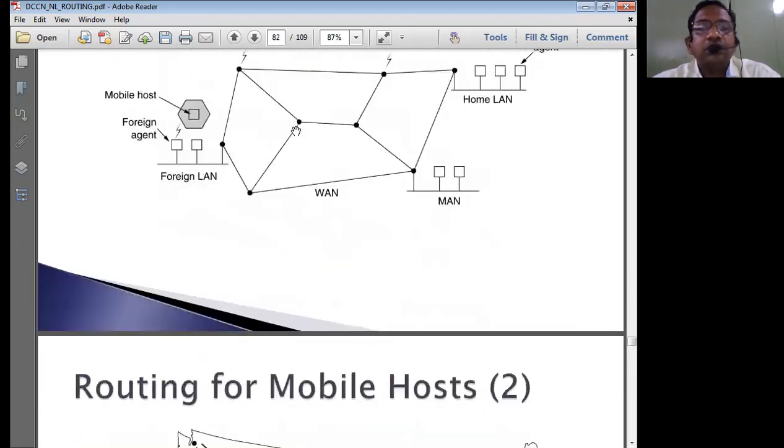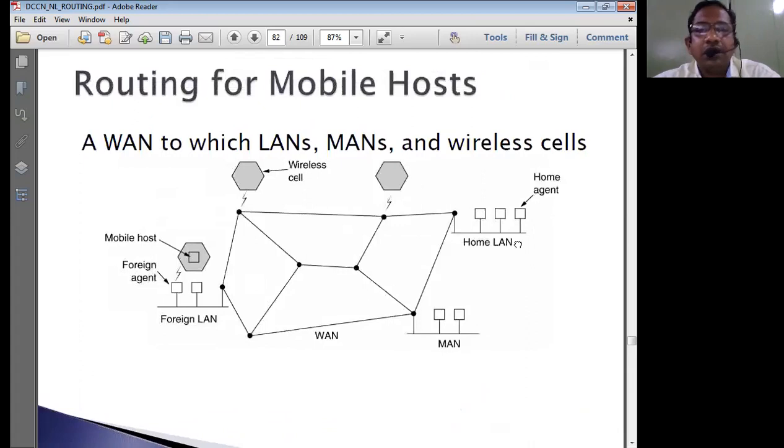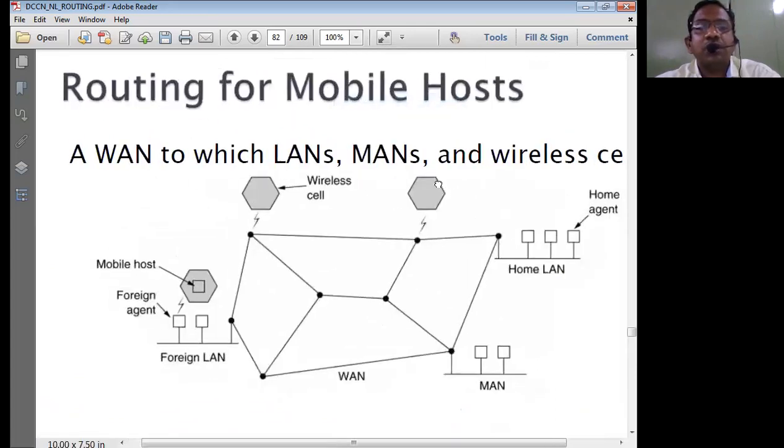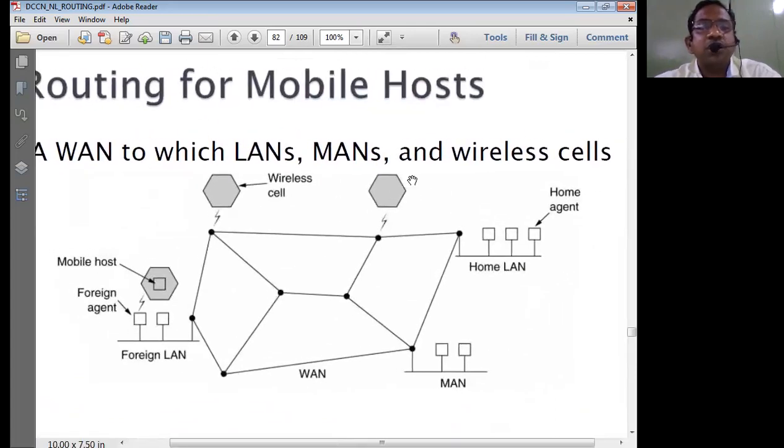So this is a mobile network under consideration. Why is it called a mobile network? It is routing for mobile hosts. In this, we use dynamic routing algorithms. One dynamic routing algorithm is distance vector routing, and multicast is another type. So let us imagine that we use a multicasting algorithm here.